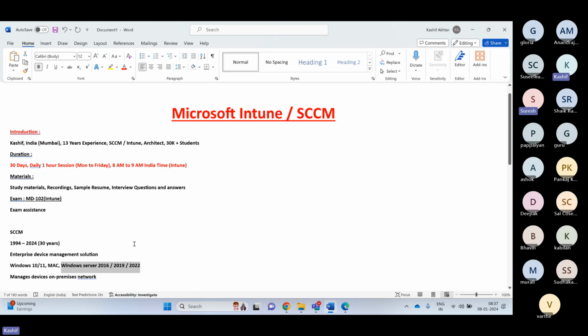But the vacancies are fewer for SCCM. You will find a smaller number of jobs nowadays if you compare with Intune. Okay, that's the reason I'm focusing more on Intune. Yeah.